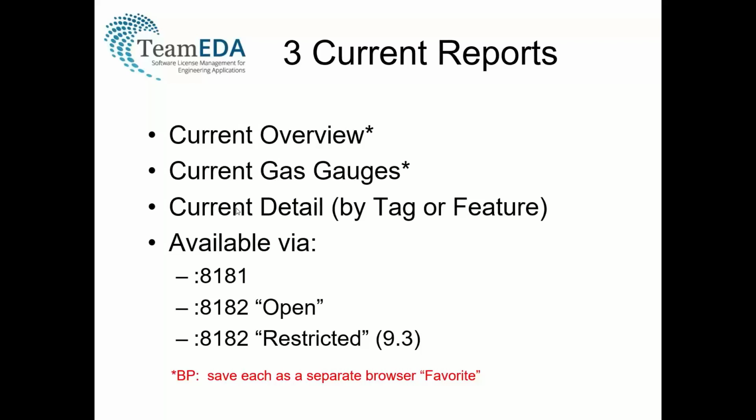There are three ways of accessing these reports. You can access it through the 8181 port, which is the main port that you come in with the username and password on. There is the 8182 open port, which basically takes you to a select set of usage tabs. I believe there's 6 tabs available in the 8182 open version.